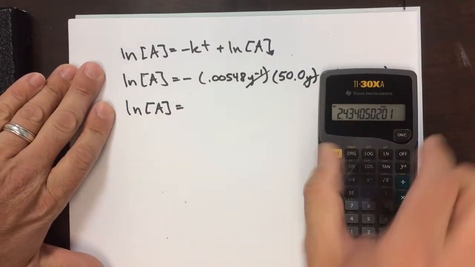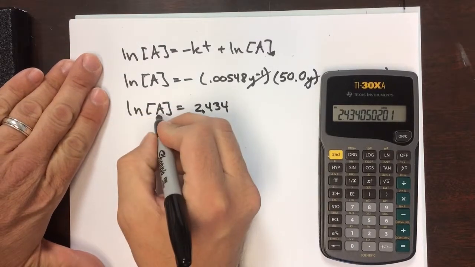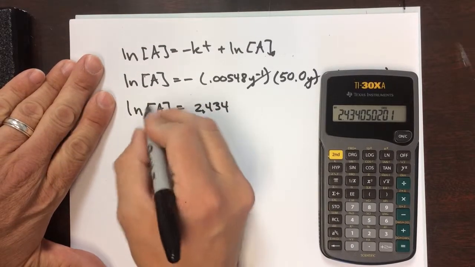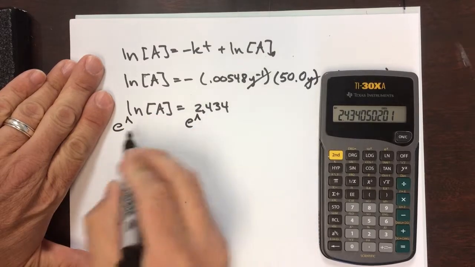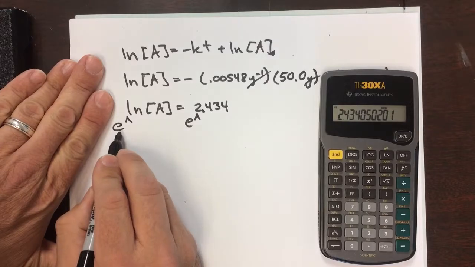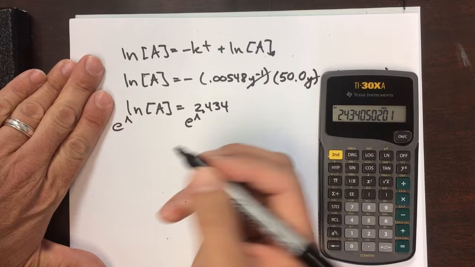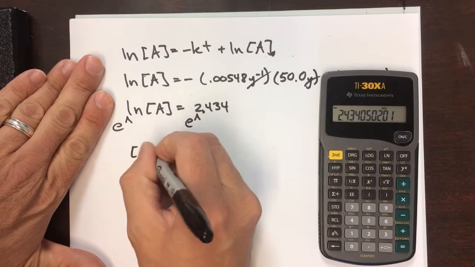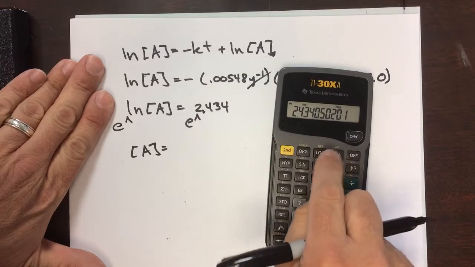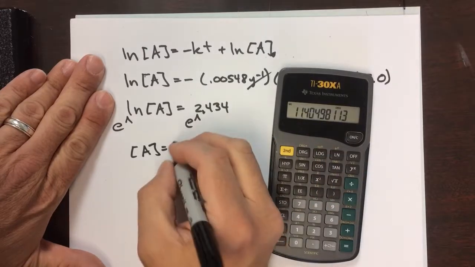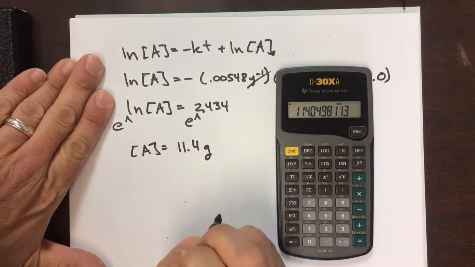So that gives us a value of 2.434. Now, remember from algebra, when you're solving for the argument of a logarithm, you raise it to the power of the base, which for natural logs the base is this cool number e. It's the natural log base. So that gives us that A is going to be equal to e to the x. That's just the inverse of the natural log on most calculators. That's going to give us 11.4, and the units there is grams.